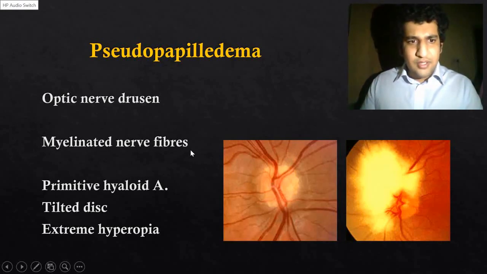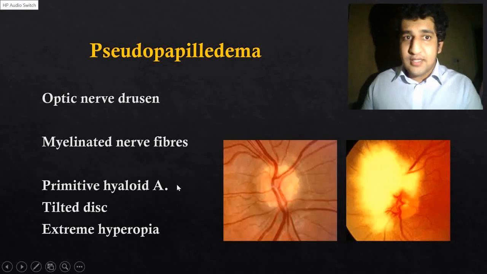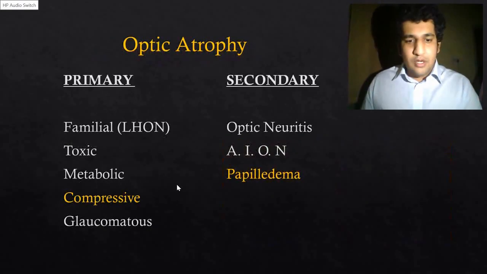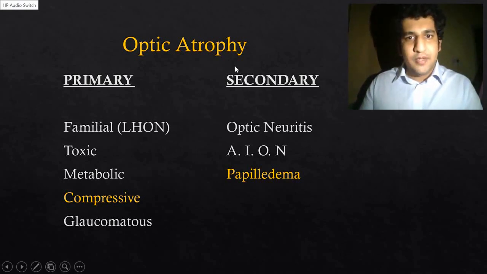Other conditions: this is called Bergmeister's papilla, primitive hyaloid artery. Tilted disc, as we discussed, the nasal part of the disc will be elevated, and in extreme hypermetropia, you can get pseudopapilledema. Optic atrophy: secondary optic atrophy is where we come in terms of papilledema.